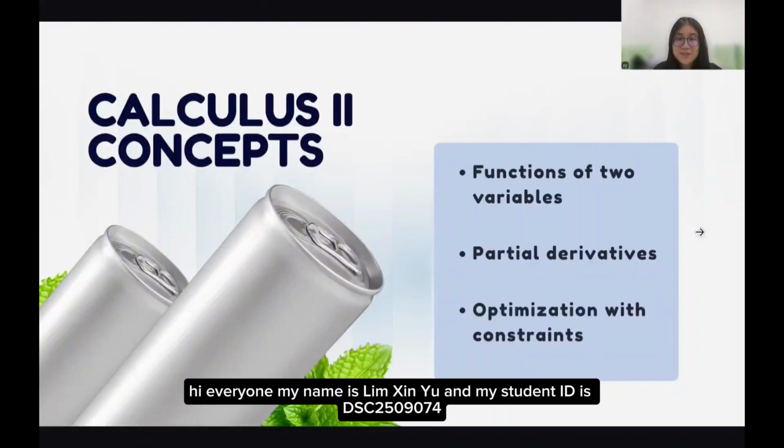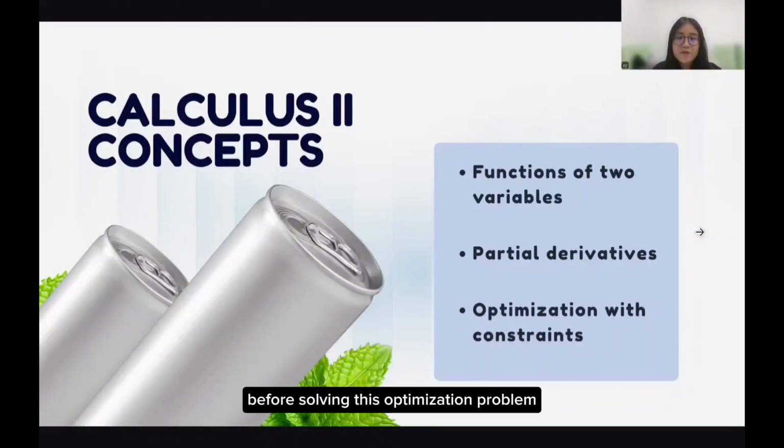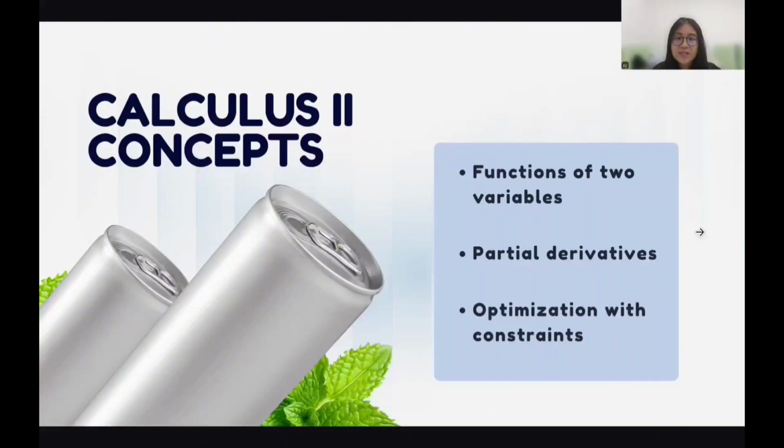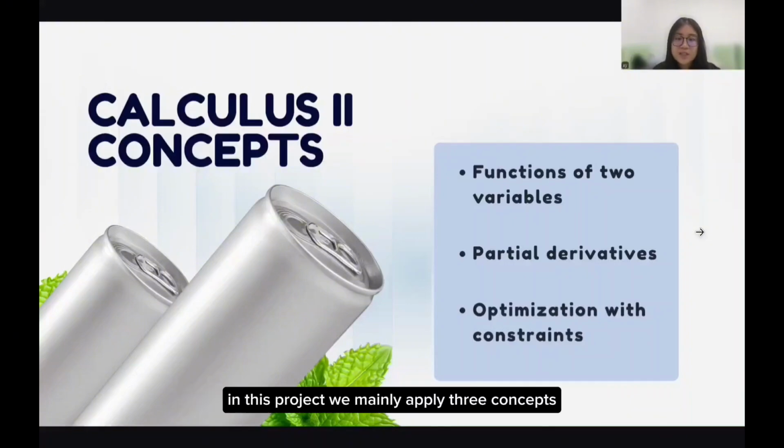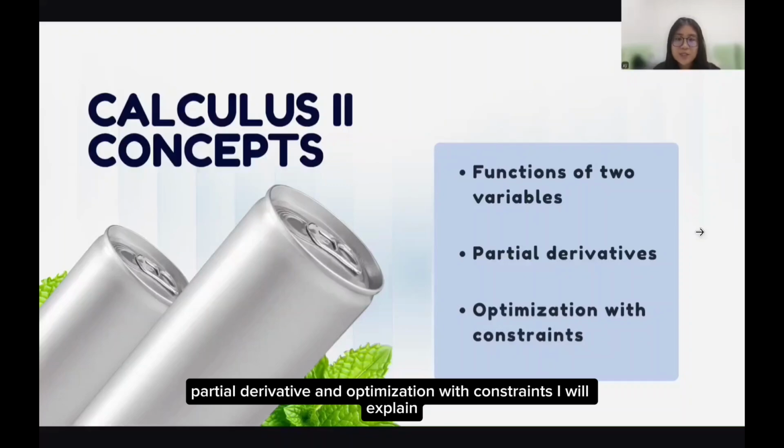Hi everyone, my name is Lim Sin Yu and my student ID is TSC2509074. Before solving this optimization problem, we first identify the relevant Calculus 2 concepts and understand how they are applied to develop the mathematical model. In this project, we mainly applied three concepts: function of two variables, partial derivative, and optimization with constraints. I will explain each concept and demonstrate how it is applied to develop the mathematical model of the beverage can.